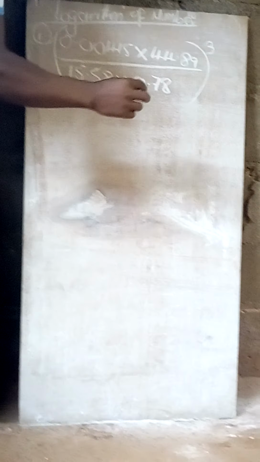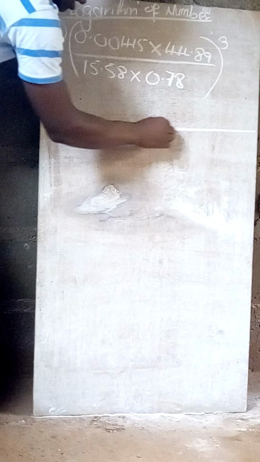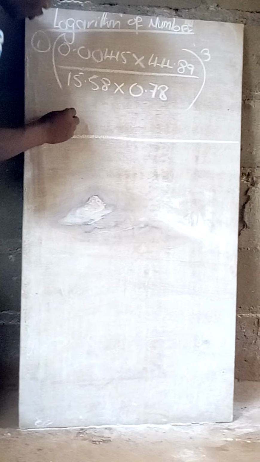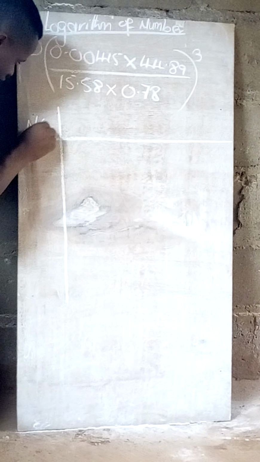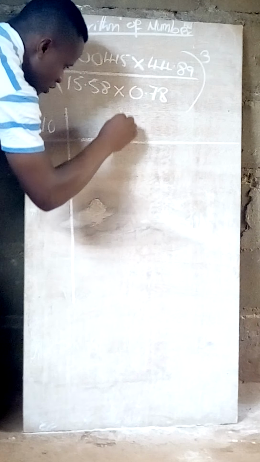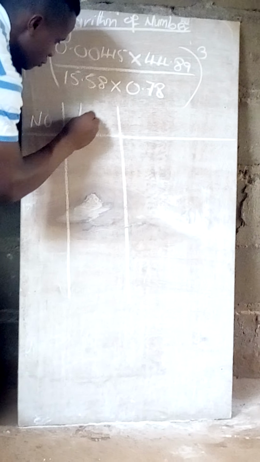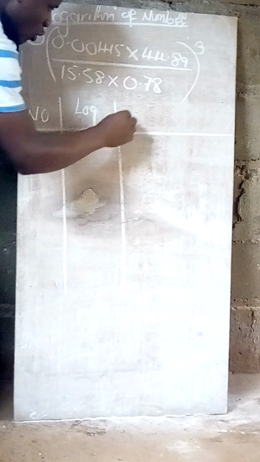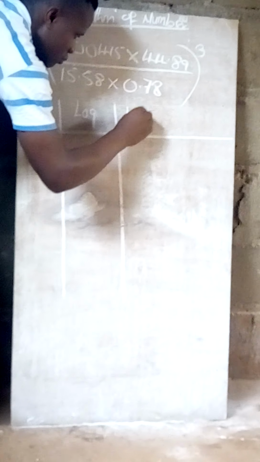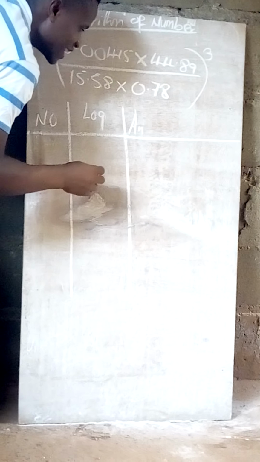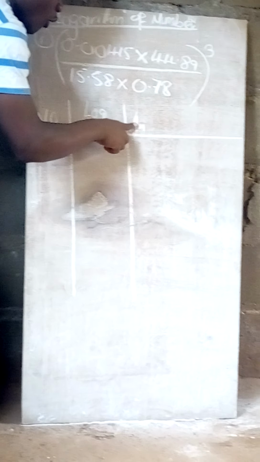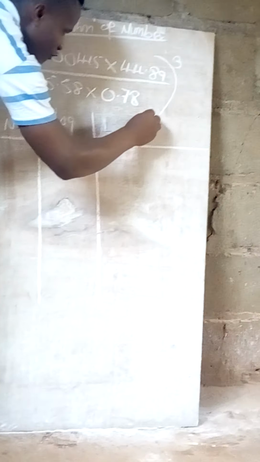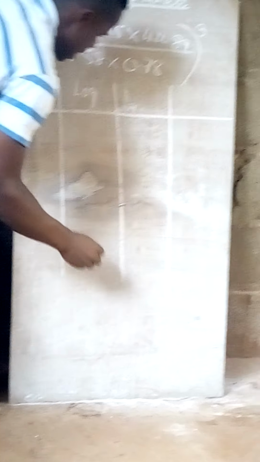Okay, let's go. The first thing you do here is draw up the table. You bring out the lines. The first line for the number. The second line for the log. The third line for the anti-log. But I will advise you in this kind of problem to create four lines. Let log have two spaces.